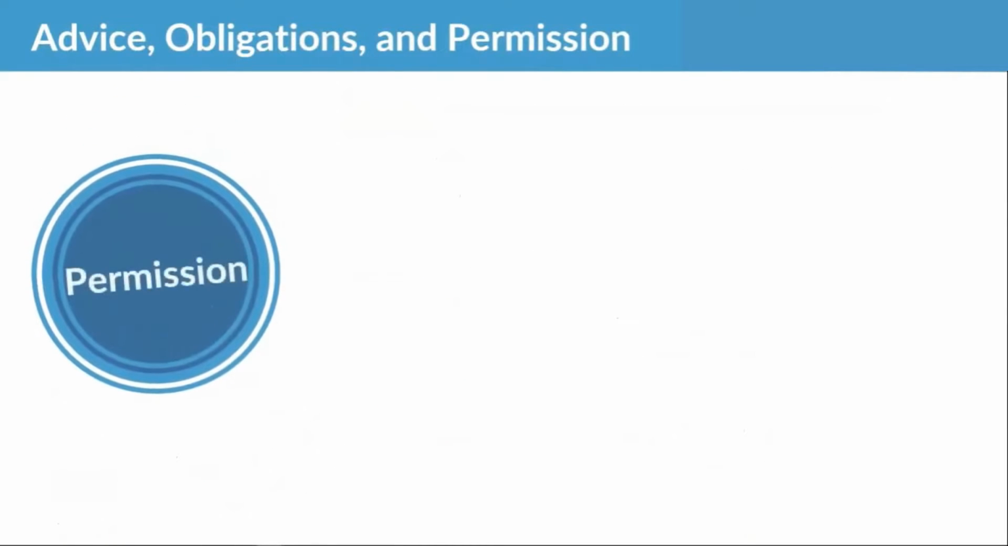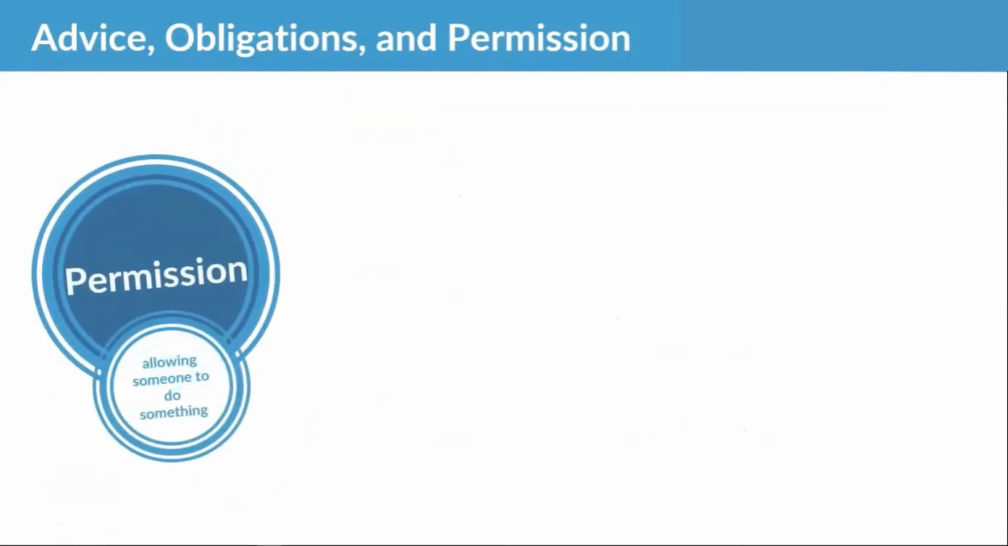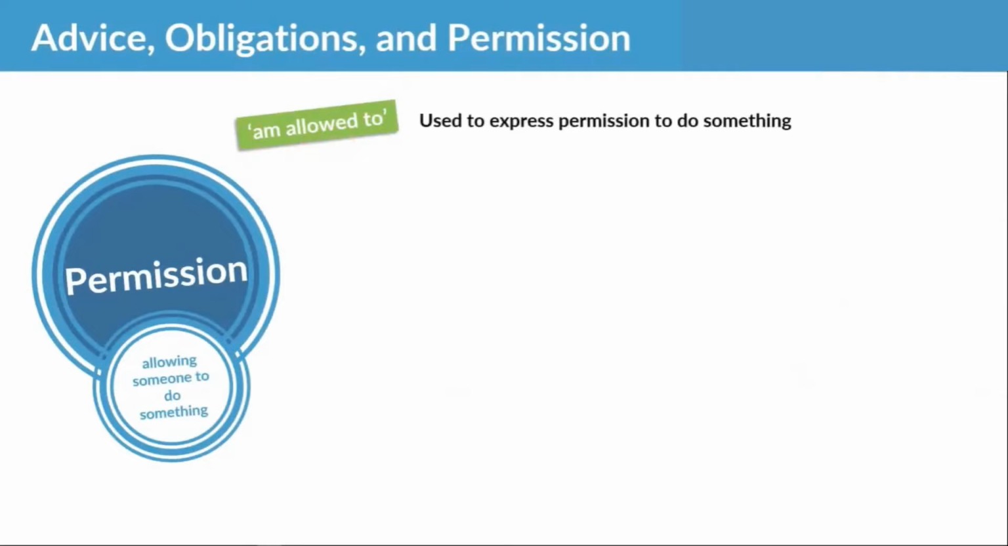And finally, we are going to look at permission. Permission is allowing someone to do something or being allowed to do something. And of course, the first one, am allowed to. The verb here, allowed, is used to express permission to do something.